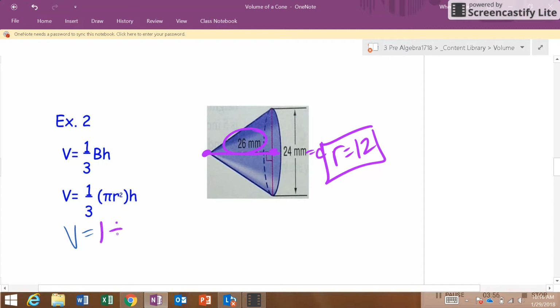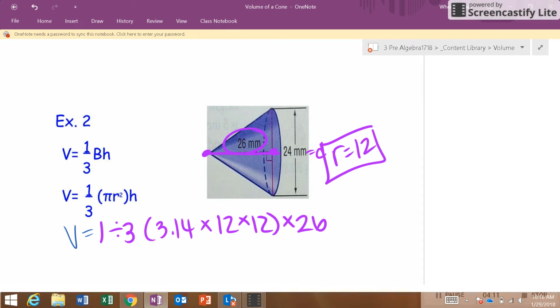Now I'm ready to substitute. 1 divided by 3. Pi, radius squared is radius times radius, and times the height of this cone is 26. So again, just make sure you're very careful. Please write it down. Even though some of you are like, I'm using a calculator, write it down so that if you happen to plug something in the wrong place or make a mistake, I can help you fix it or give you partial credit on your quiz Friday.